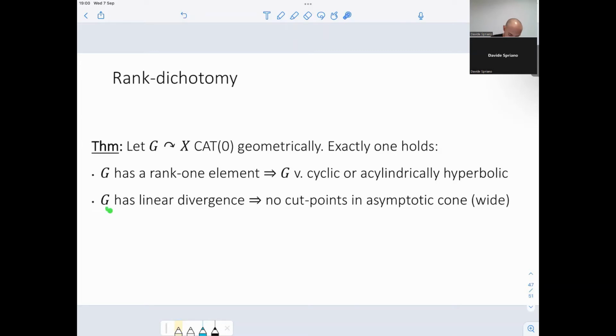Or G has linear divergence, which means that there are no cut points in an asymptotic cone. So whenever you take an asymptotic cone, there are no cut points. It is also to say that the group is wide. Okay, so there is this dichotomy.